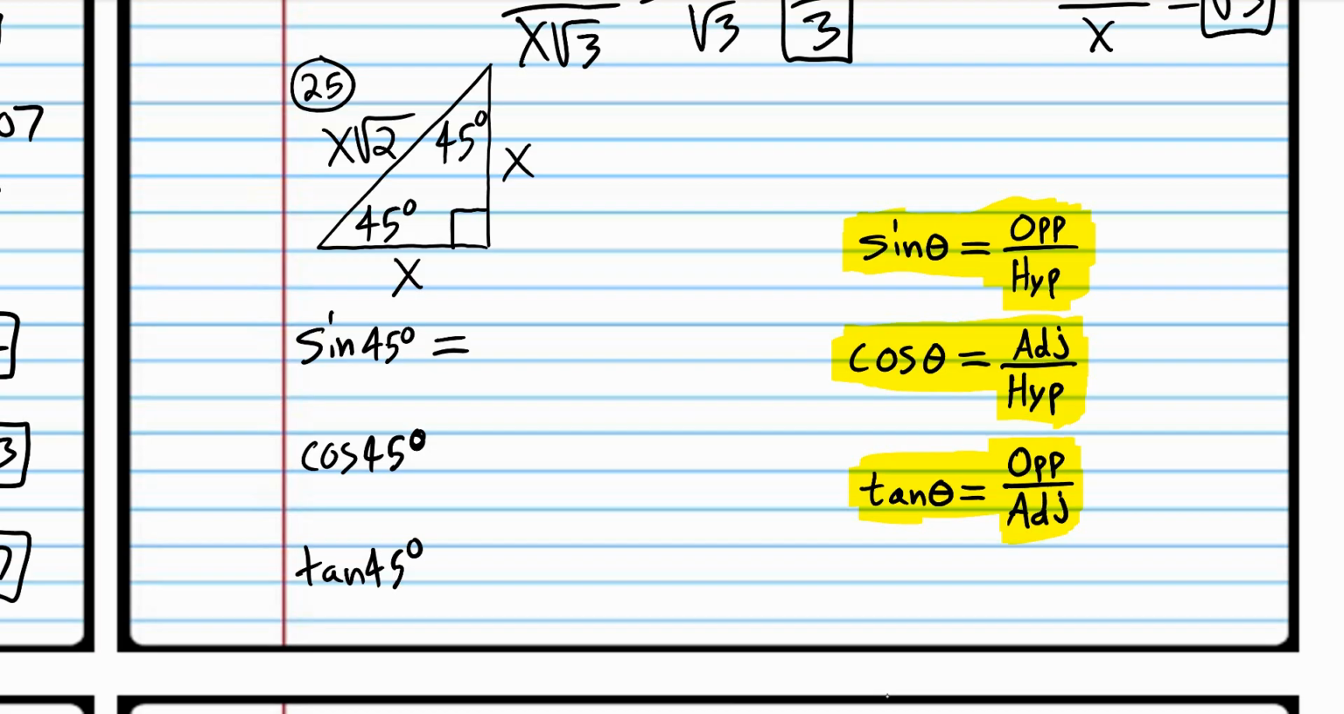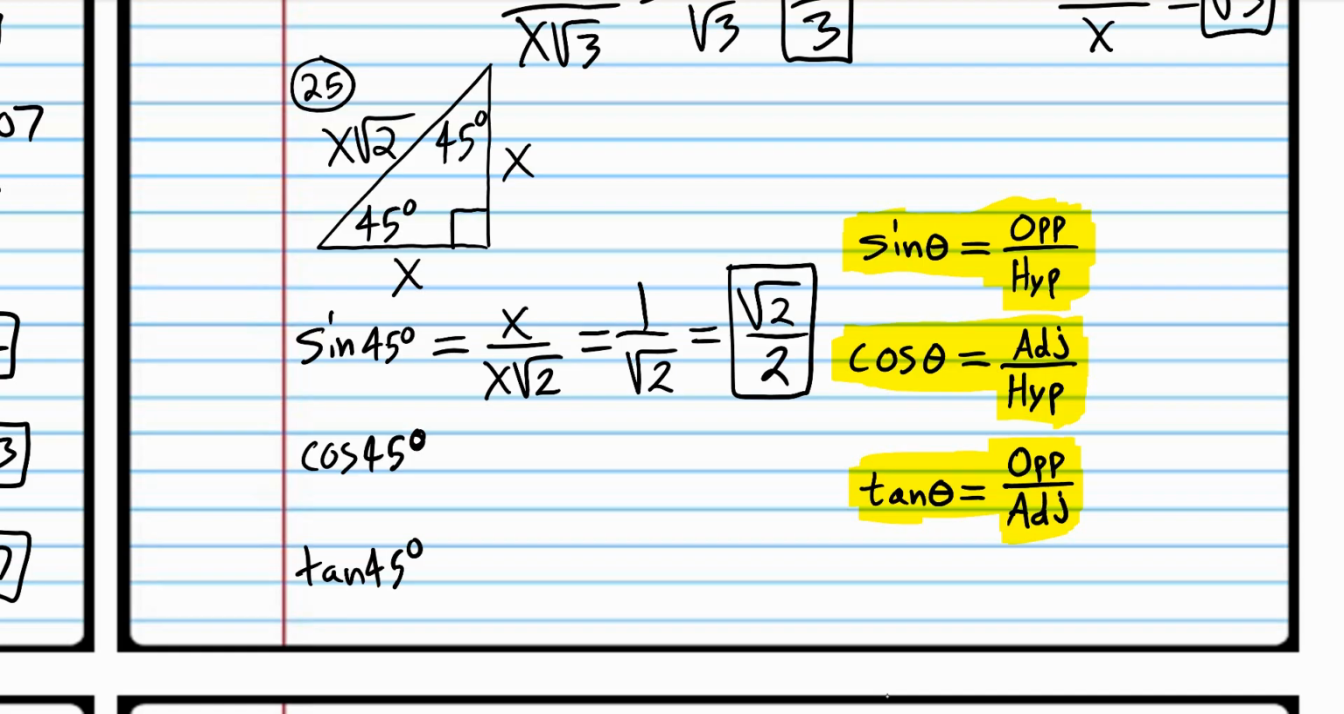All right, we're back. Sine is opposite over hypotenuse, so I'm going to consider this angle. So opposite would be x, and hypotenuse is x root 2. X's cancel out. You have 1 over root 2. Multiply both sides by root 2, and you get root 2 over 2. So if you got that answer, good job.